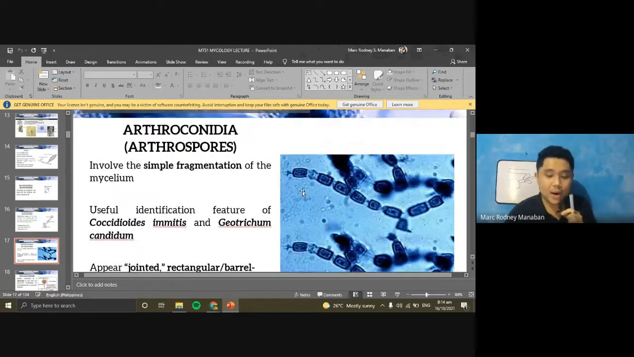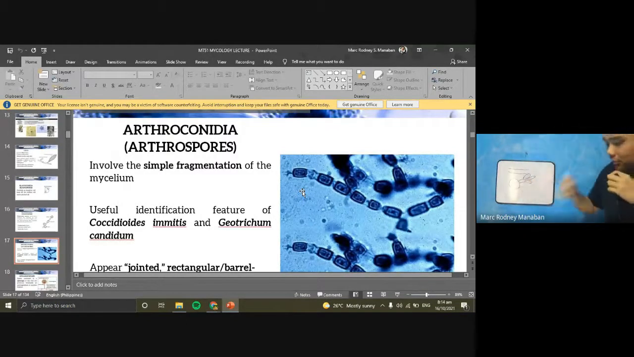Next, you have arthrospores or arthroconidia. They happen by fragmentation, meaning your hypha fragments until it forms individual cells. So it is a hypha, and then it fragments into individual cells. That's for arthroconidia.